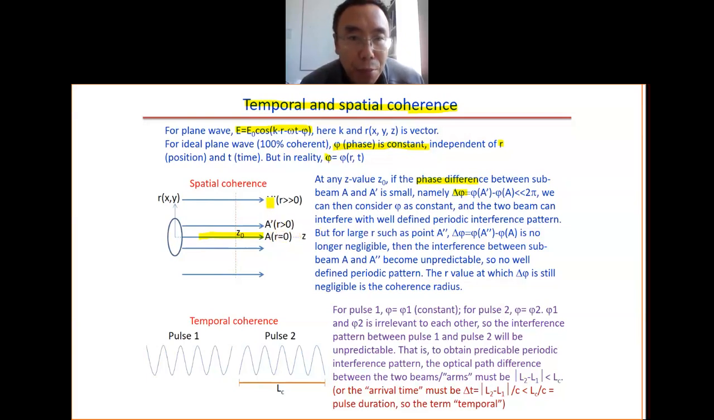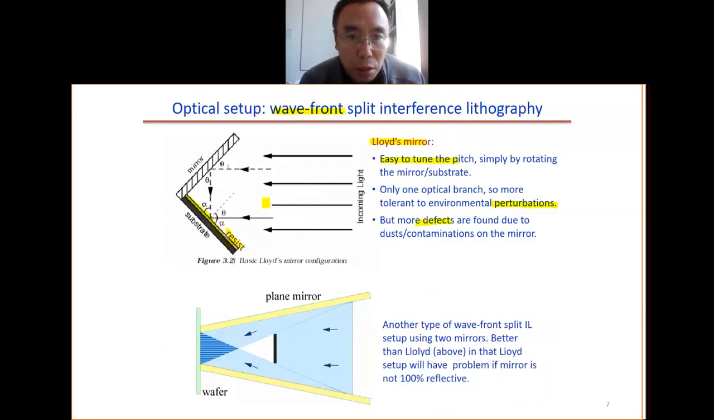But for the case of A double prime, the phase difference may no longer be negligible. Then the light from here and the light from here will interfere, but the interference pattern will be unpredictable. We cannot have periodic patterns in the end. So this is the spatial coherence. The spatial coherence says that we need to take only the central part of the beam. Only that part of the beam is good. The part of the beam which should be blocked is not good.